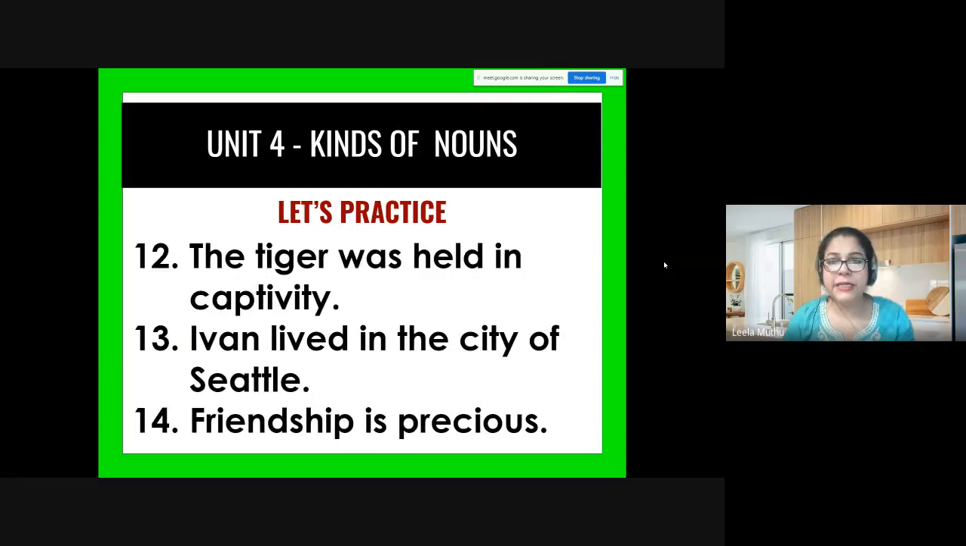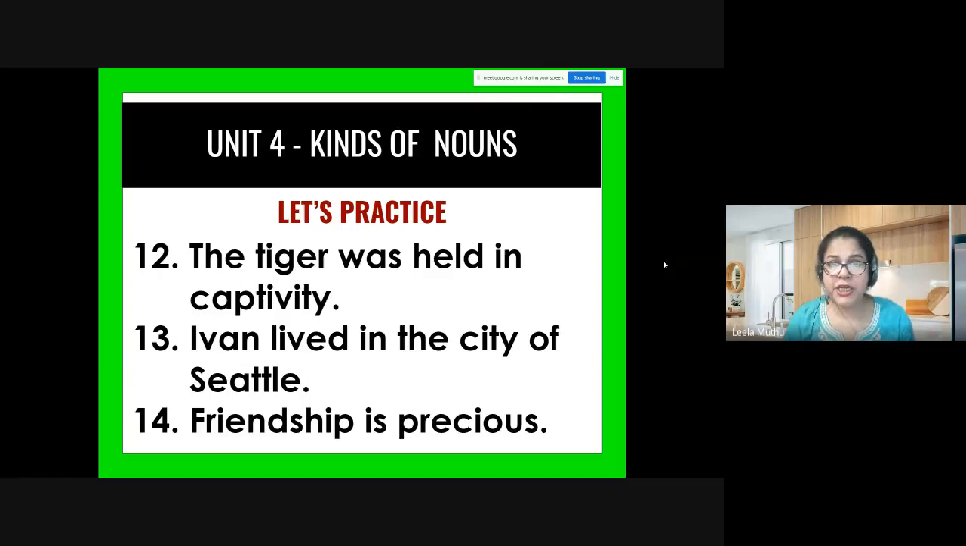The tiger was held in captivity. Tiger is a common noun, captivity is an abstract noun. Ivan settled in the city of Seattle. Ivan is a proper noun, city is a common noun, the name of that city is Seattle, proper noun.